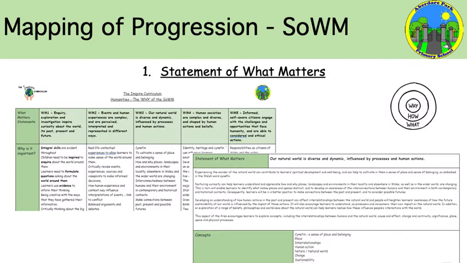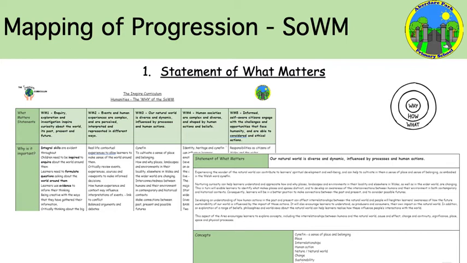So, the mapping of progression. We needed to start designing our school level curriculum using what we had learned and understood about cognitive science and schema building. So we started with those statements of what matters. We really unpicked them because they can seem like a lot of words. So we questioned, what does it mean?